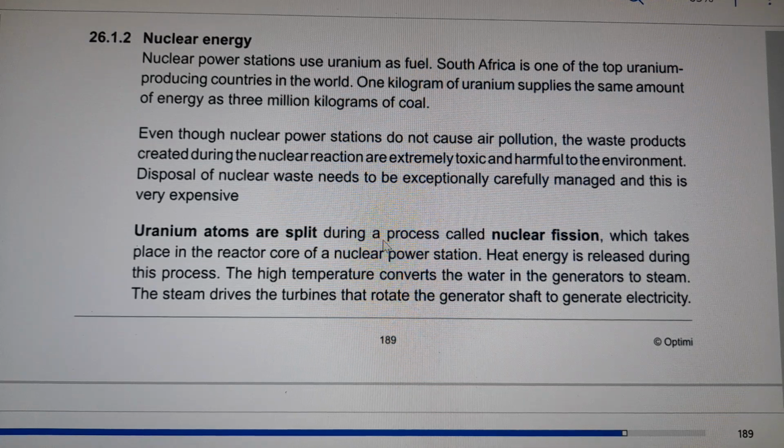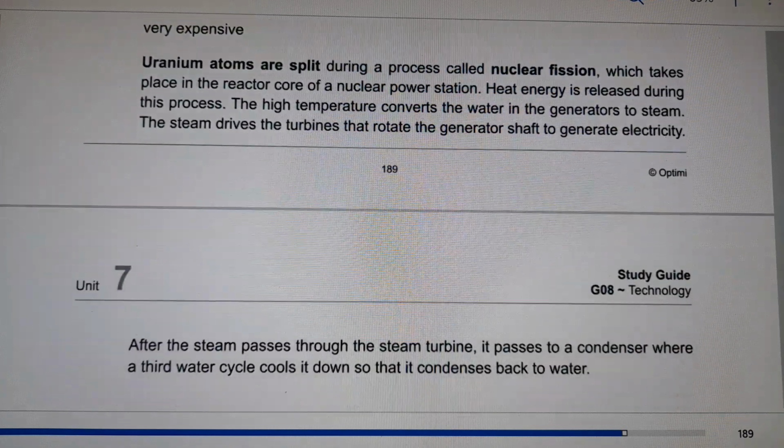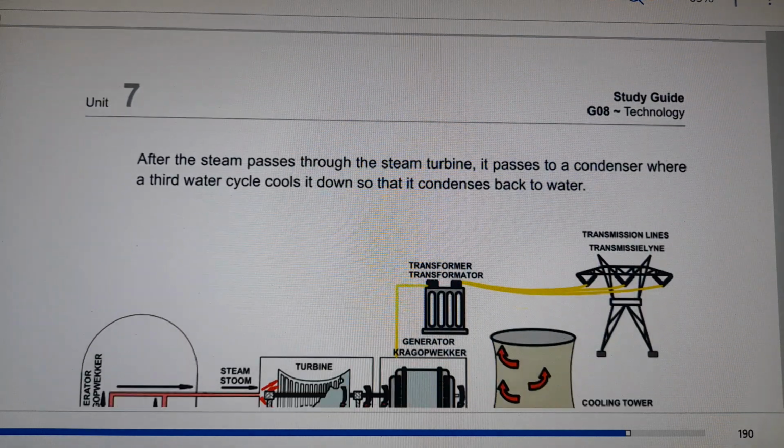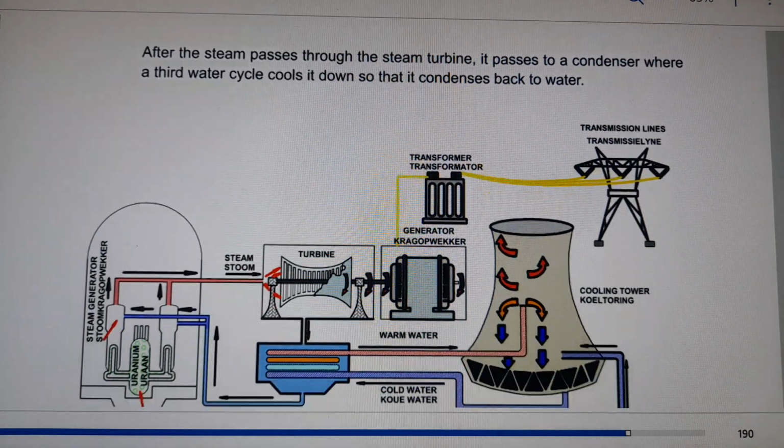Now they are explaining how the nuclear power station works. We will see it at the bottom. Heat energy is released during the process. The high temperature converts water in the generators to steam, and the steam drives the turbine that rotates the generator shaft to generate electricity.